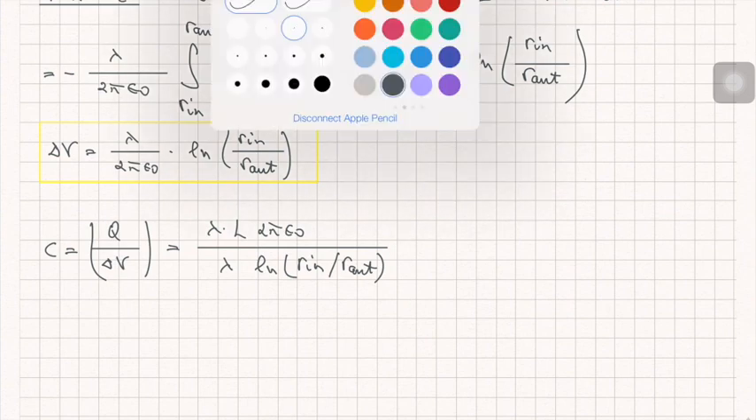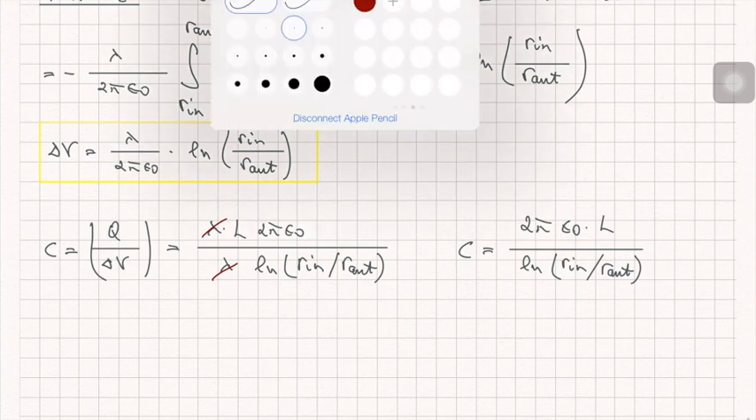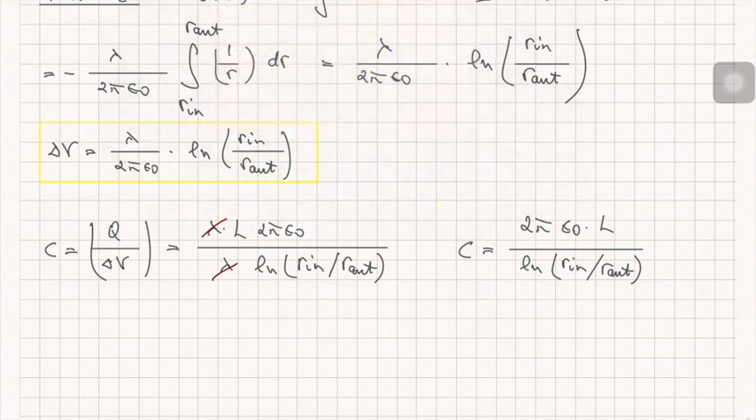And you see here, you can simplify this. Lambda cancels out, and you end up here with the following quantity for characterizing a cylindrical capacitor, namely 2 pi epsilon naught times L divided by the natural log of R_in divided by R_out. And let's box this here as well.